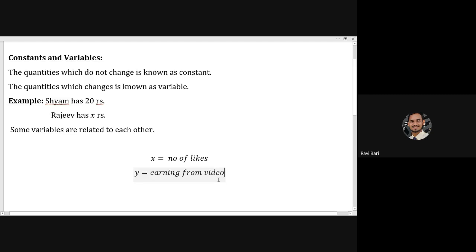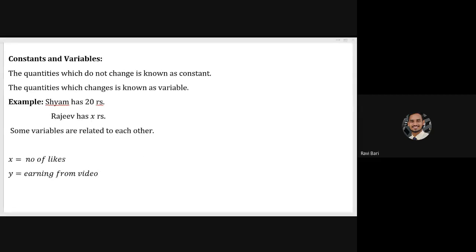So can you say these variables are correlated? जितने ज्यादा likes होंगे, earning उतनी will be less or more. If the number of likes is more, then earning from that video will be more. Very good. और जितने likes कम होंगे, earning उतनी less would be less, right? So can you see the relation between these two variables? So these variables are related.